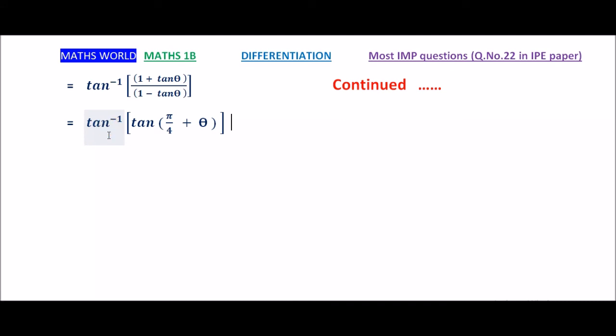And here tan inverse means 1 by tan into 10, tan will be cancelled, 1. So tan inverse of tan pi by 4 plus theta is equal to pi by 4 plus theta. So what is the value of theta?